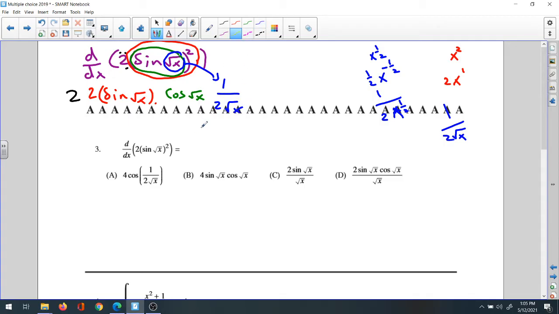Then we try now to simplify. Cancel out 2 with 2. And we have just 2 left. And here is sine of square root of x, cosine of square root of x, and then square root of x will be in the bottom here. So as you see, the correct answer is 2 sine square root of x cosine square root of x over square root of x, which is D.